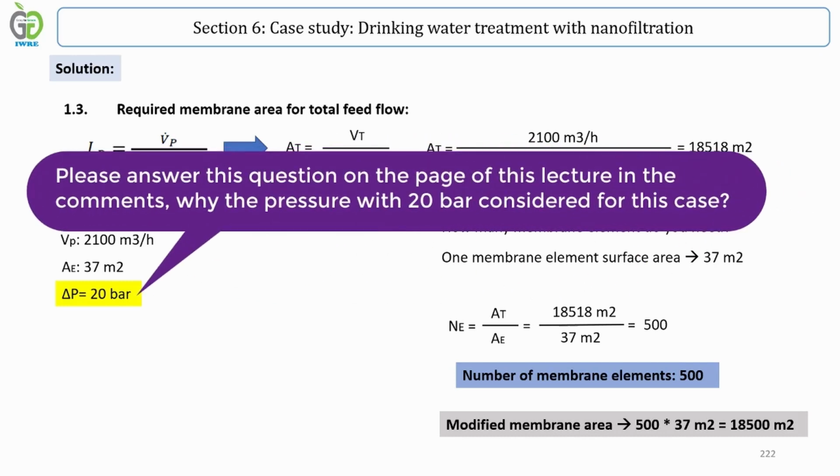Please answer this question on the page of this lecture in the comments. Why is the pressure of 20 bar considered for this case? This is your homework.